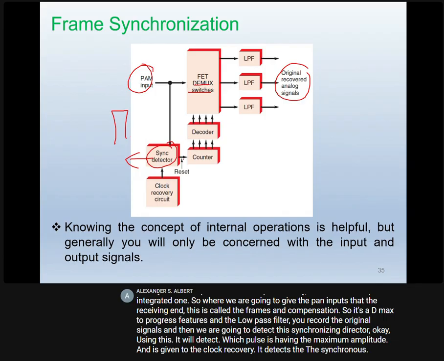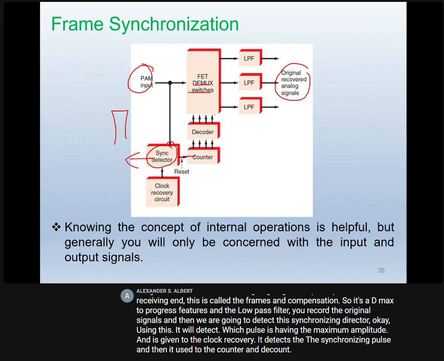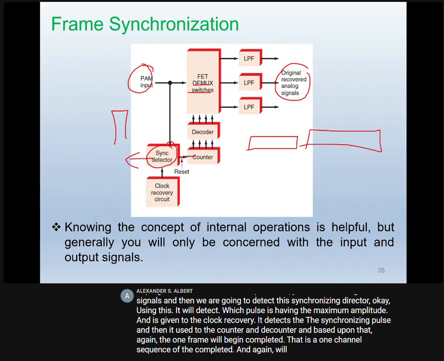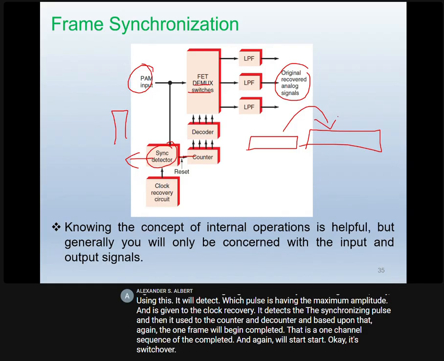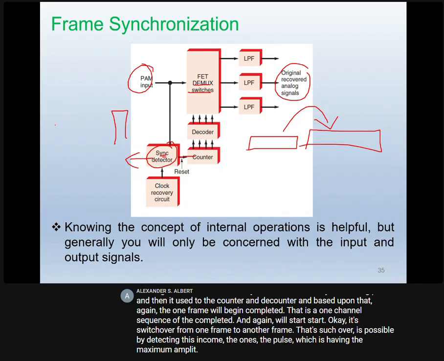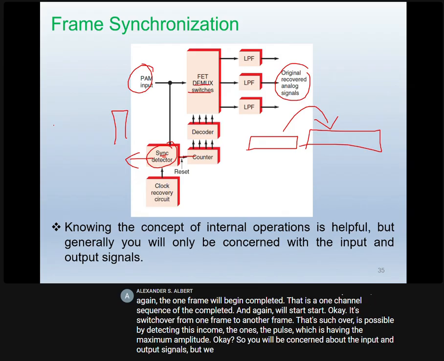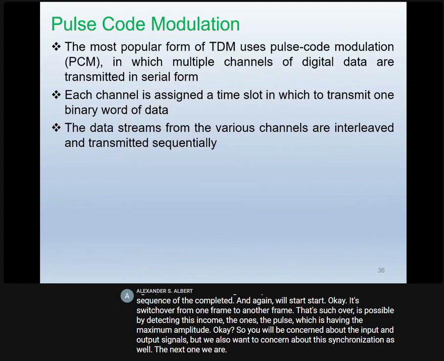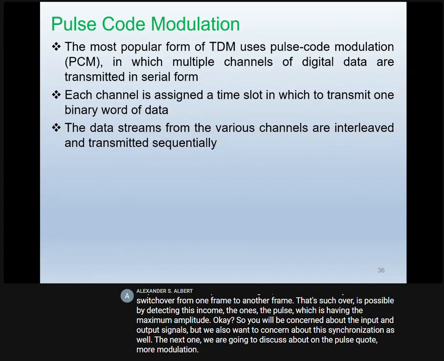the synchronizing pulse, and then it drives the counter, and based on that, one frame is completed. That is, one channel sequence is completed, and again it starts. It switches over from one frame to another frame. That switchover is possible by detecting the pulse which has the maximum amplitude. So you will be concerned about the input and output signals, but we also want to be concerned about this synchronization as well.